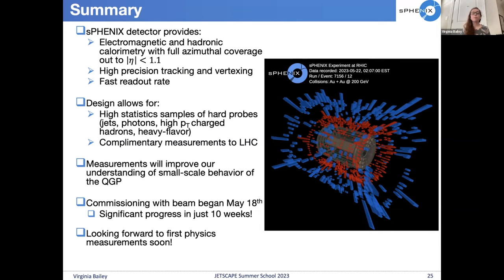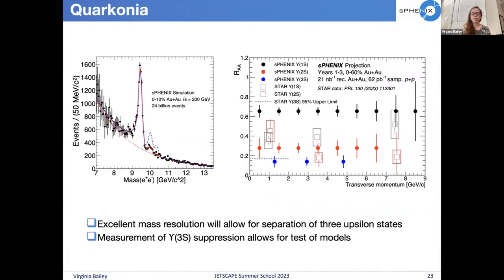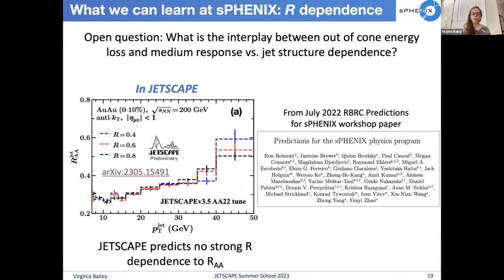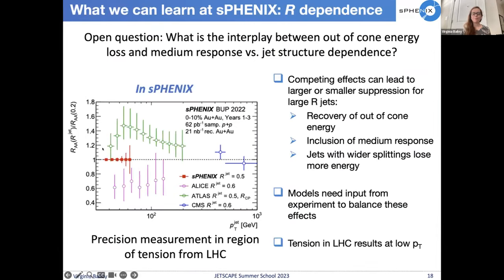Yeah, so these are projections. The goal of these types of plots is really not to show physics results, but to show the statistical power that we expect to have based on the acceptance of sPHENIX and our expected statistics that we'll collect during the 3-year running period.